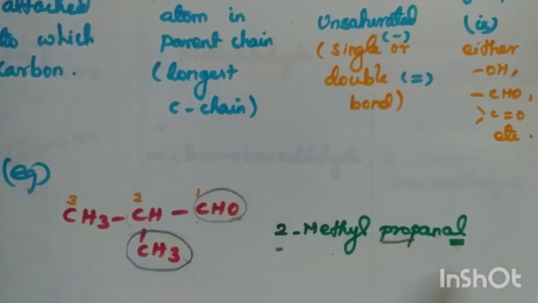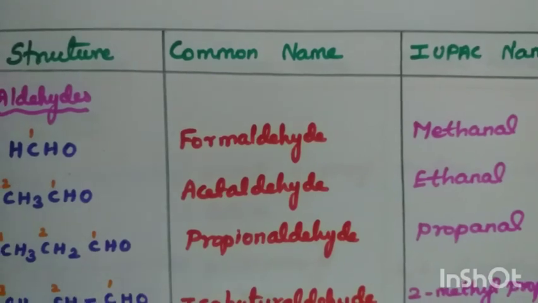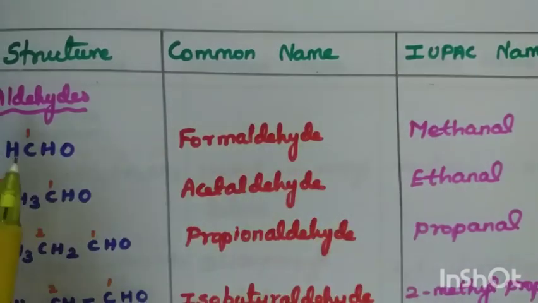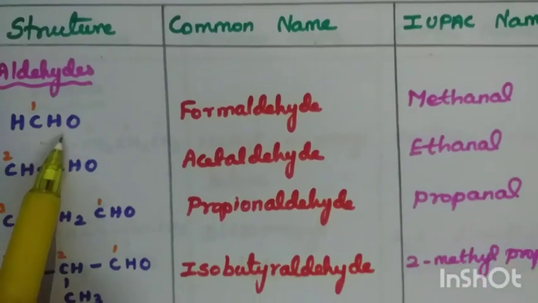So 2-methyl propanal. Now we are going to see the structure, common name, and IUPAC name for some compounds. First we are going to see the aldehydes.